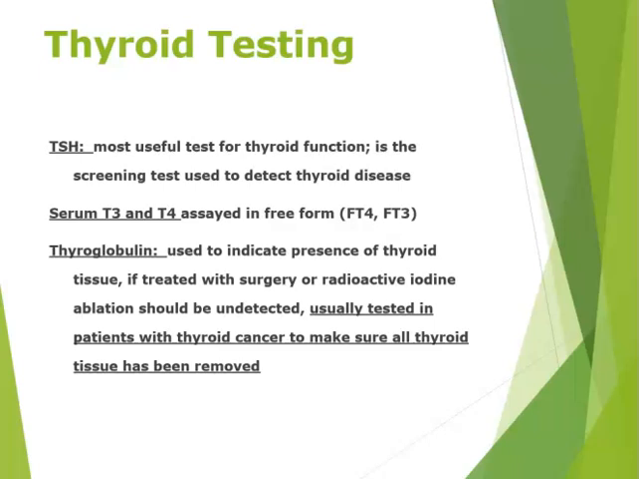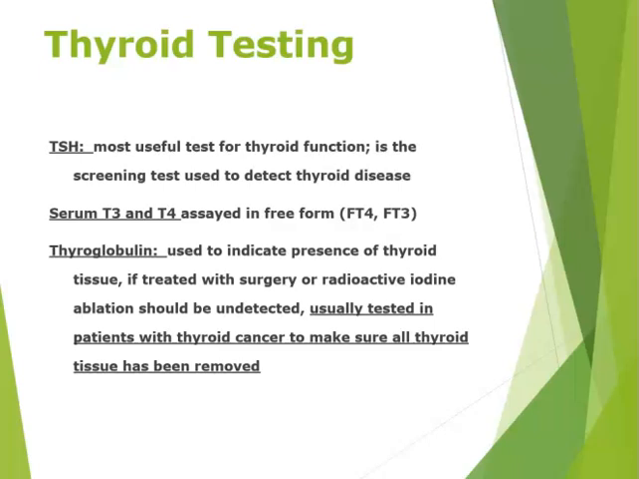So when testing the thyroid, there are certain things that we test for. Well, of course, we can test for TSH. It's the most useful test for thyroid function, and it is the screening test used to detect thyroid disease. And then we can also test serum T3 and T4, and they're assayed in free form, so FT4 and FT3, meaning that they're not attached to a protein.